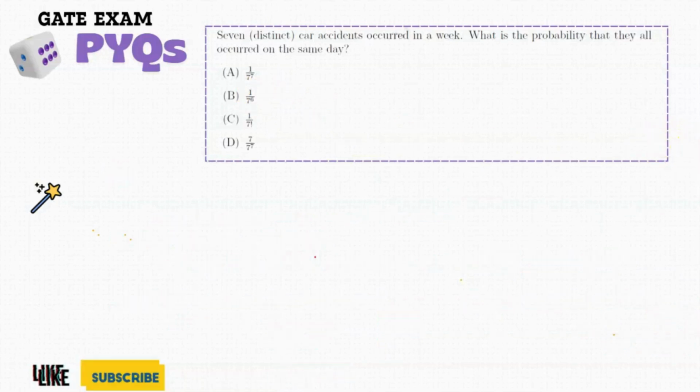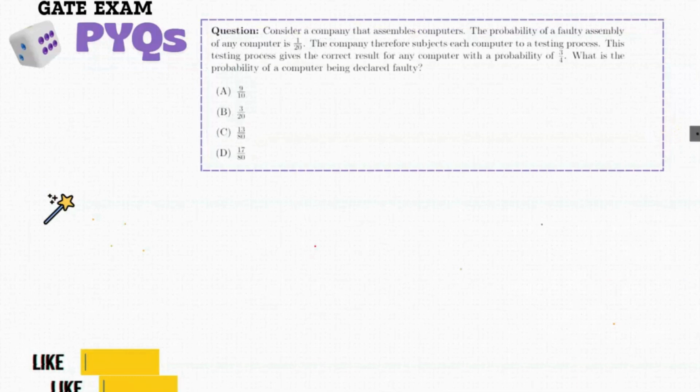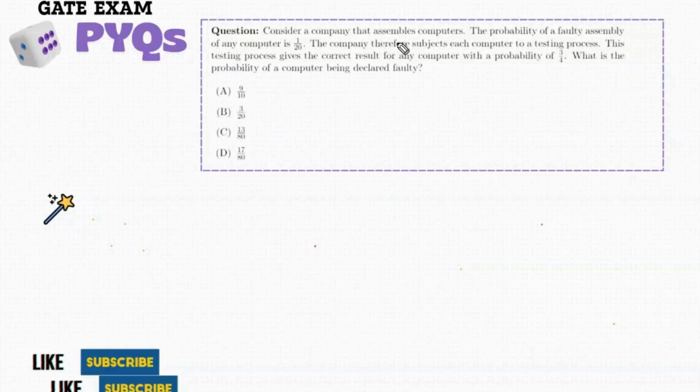Now let us move to the next question. In this question, what we have been given is a company assembling computers. The probability of a faulty assembly of any computer is given to be 1 over 20, and the company therefore subjects its computers to a testing process. It is also given that the testing process gives the correct result for any computer with a probability of 3 over 4. What is the probability of a computer being declared faulty?